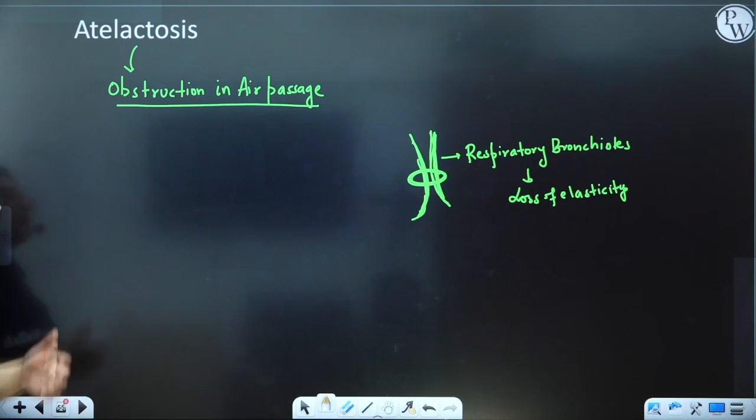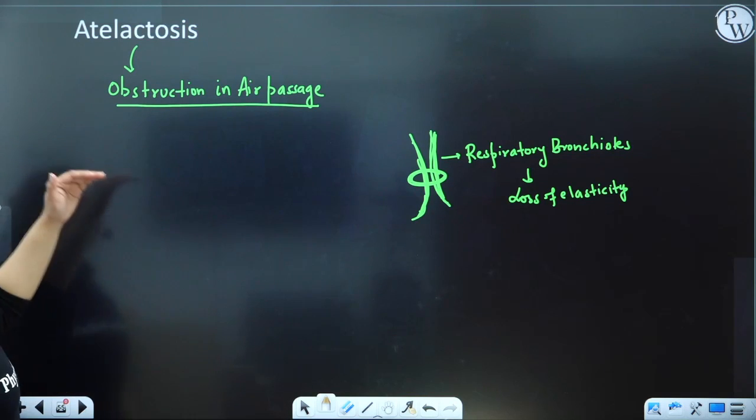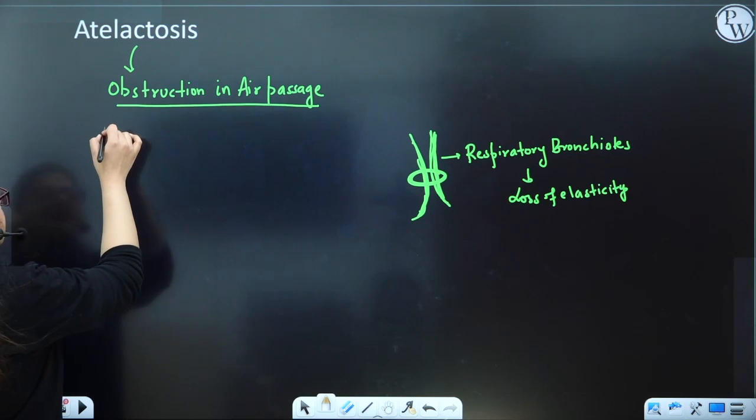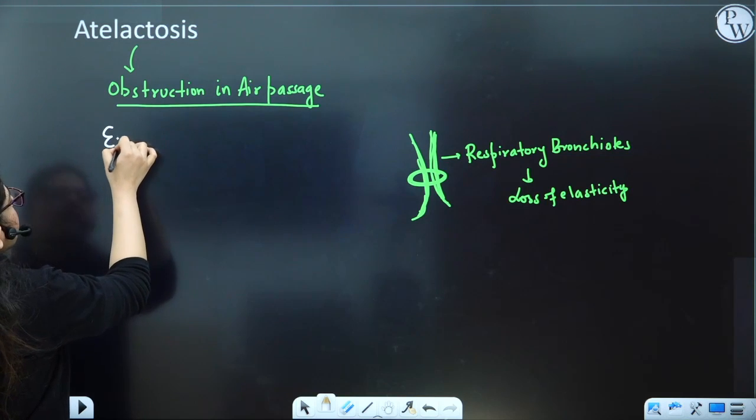So atelectasis is a condition where there is obstruction in the air passages. Example, when does it occur? It occurs in emphysema.